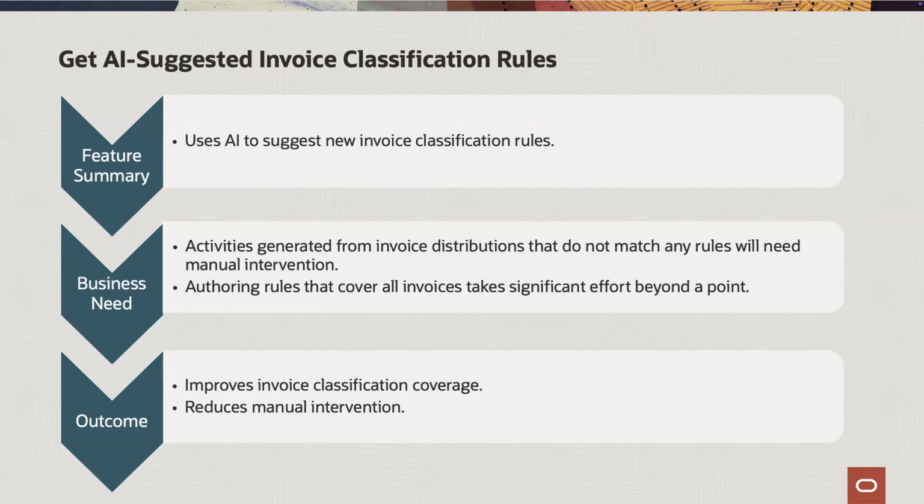To address this challenge, Oracle Sustainability now integrates artificial intelligence to automatically identify hidden patterns in your historical activity data and payable invoice data. Based on these insights, the system can suggest new classification rules. By accepting these AI suggested rules, you can significantly improve classification coverage, ensuring that future invoices are automatically classified without requiring manual review. Now let's take a closer look at how this functionality works.